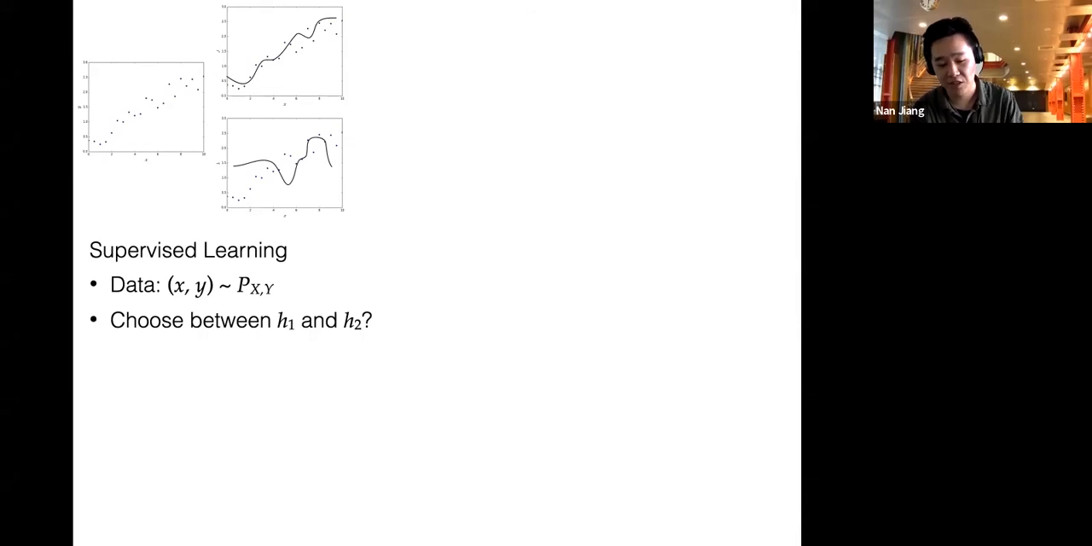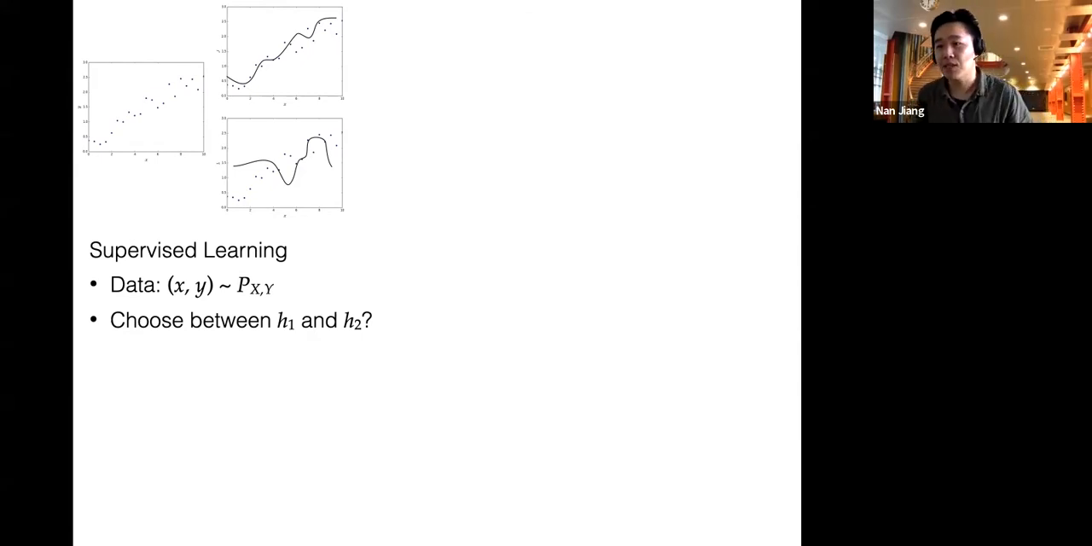So in standard supervised learning, what you have is XY pairs. Let's say you're doing regression. You have X, the features, and Y is the real-valued label, drawn in an IID manner from some distribution, okay?